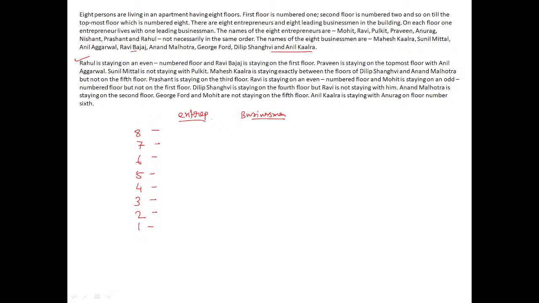One more important thing here, for entrepreneurs and businessmen, you may be confused about which name is for which purpose, whether it is for entrepreneurs or for businessmen. For that purpose, just look at the names once: Mohit, Ravi, Pulkit, Praveen, Anurag, Nishant, Prashant and Rahul. The shortest names, the very easy names, come under the entrepreneur section. Later on you can always check whether it is businessman or entrepreneur, but for the very first note you should have clarity in your mind that these short names are for entrepreneurs. So here Ravi Bajaj is staying on the first floor.